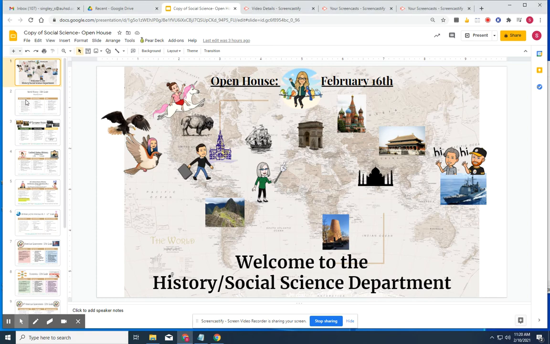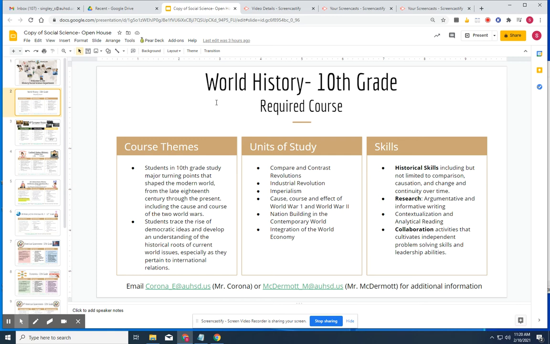So we'll start off in the 10th grade. 10th grade World History is a required course. The World History course at Kennedy starts with an examination of the concept of democratic government and then moves through world events from the 1700s until the end of the 20th century.